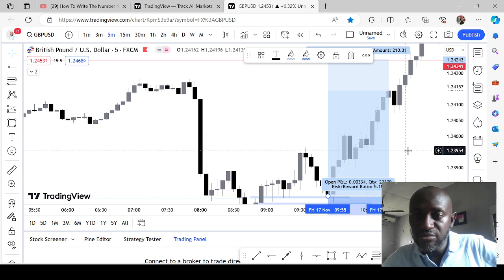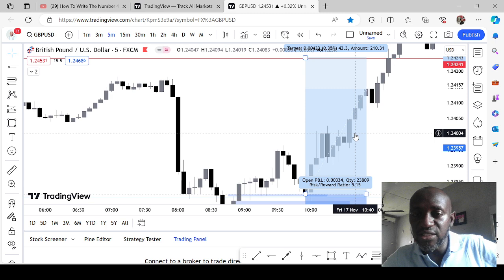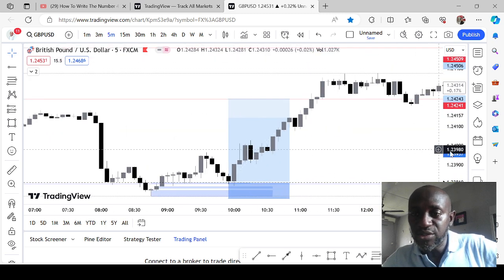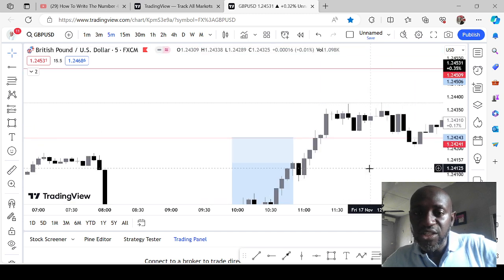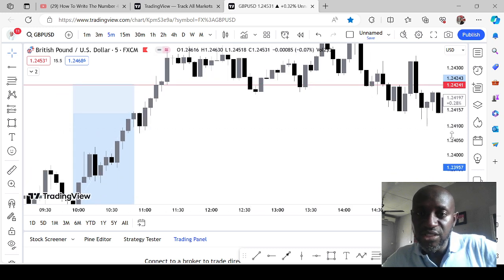This is a good trade. You can see this 1:5. It's a good trade. So if you are staking $10, you're making $50. You get what that means. Now you can see you can still break even. You can come here. You can still enter this trade.